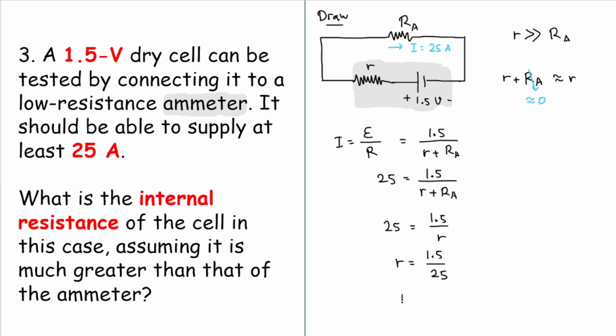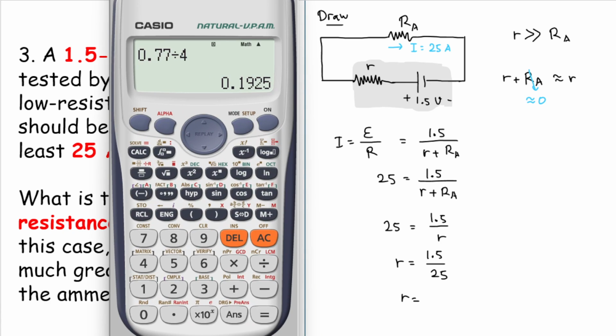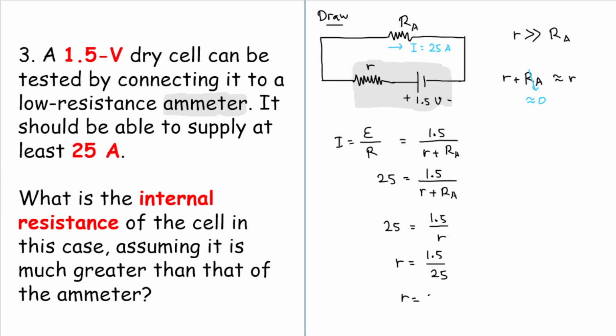And that will be, okay, let's just put that into the calculator. 1.5 divided by 25, and we'll have 0.06. 0.06, and the unit here will be in ohm. Good. And I think that is the final answer for this question. The internal resistance is 0.06 ohm. Or we can also rewrite that in milliohm, right? So that will be 60 milliohm. And that is also a valid answer.